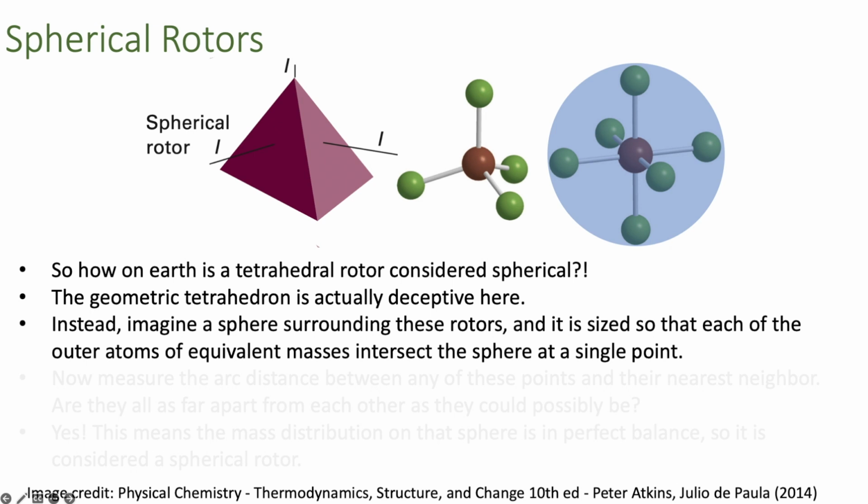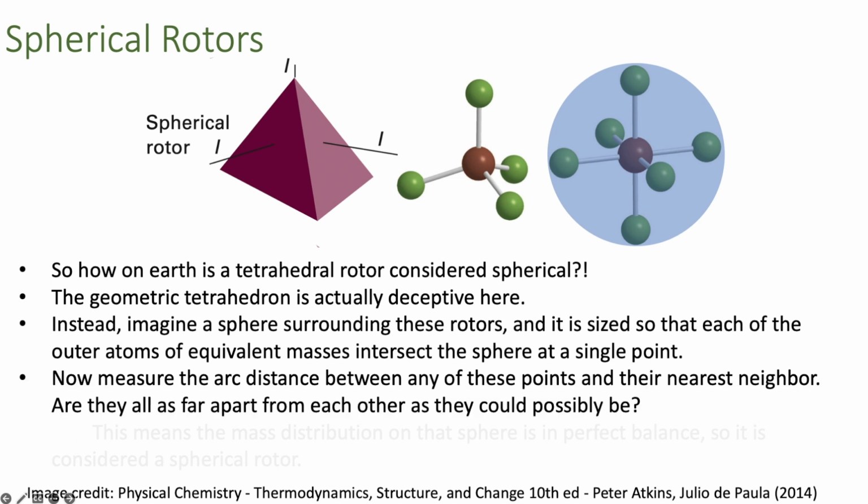And imagine that sphere is sized so that each of the atoms in the outer part touches it, because rotations about a single atom don't count. That's a point. So the one in the very center contributes nothing to the rotational inertia here. But the ones on the outside are all just touching the sphere at a single point. So they intersect with a single point.